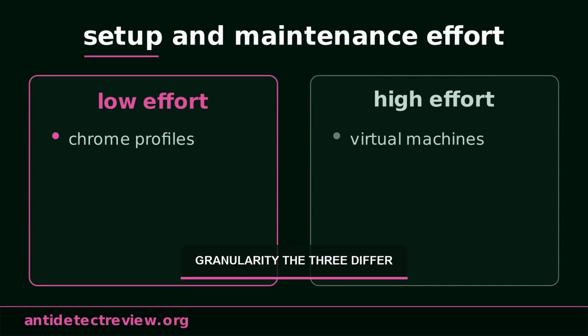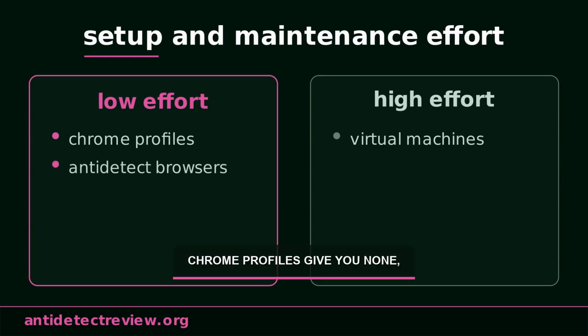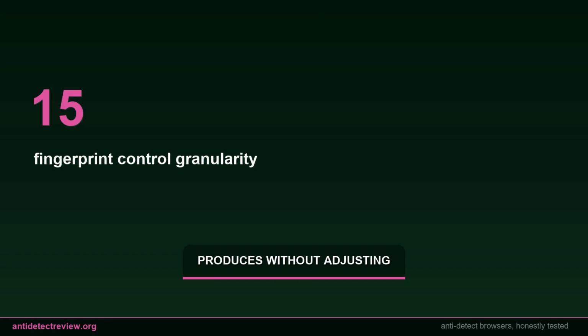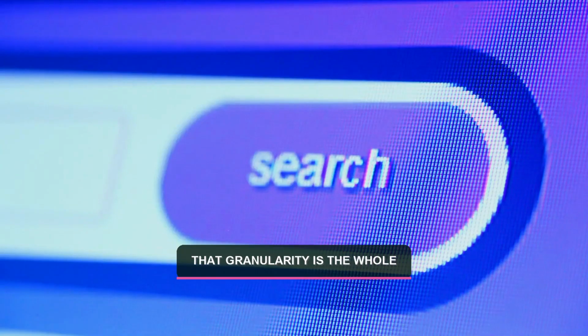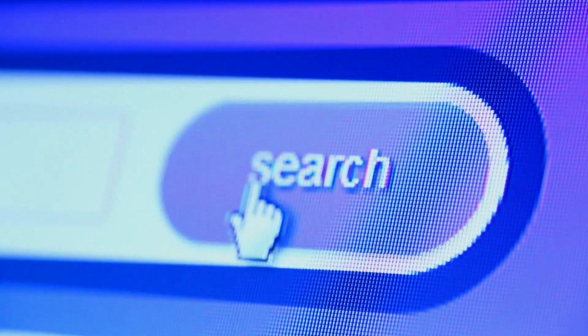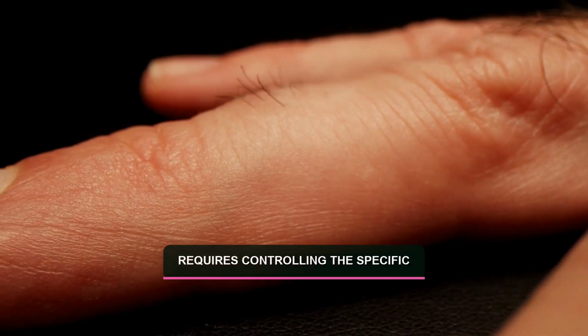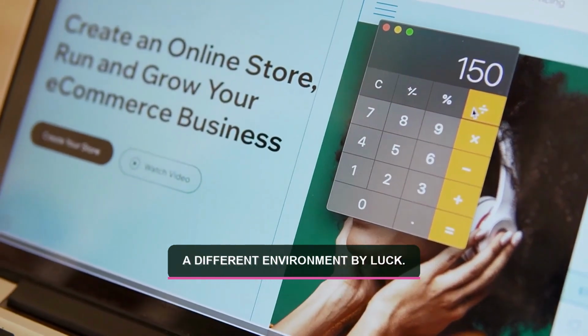Fingerprint control granularity. The three differ sharply in how finely you can control the fingerprint. Chrome profiles give you none. They all share one. Virtual machines give you whatever the VM happens to present, which is real separation but coarse. You take what the environment produces without adjusting individual signals. Antidetect browsers give you fine-grained control, letting you set and check each surface and keep each profile internally consistent. That granularity is the whole reason the category exists, because looking like a genuinely different, consistent device requires controlling the specific signals, not just having a different environment by luck.